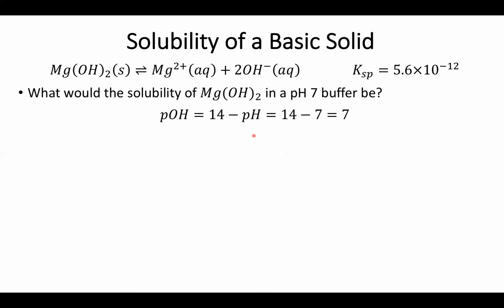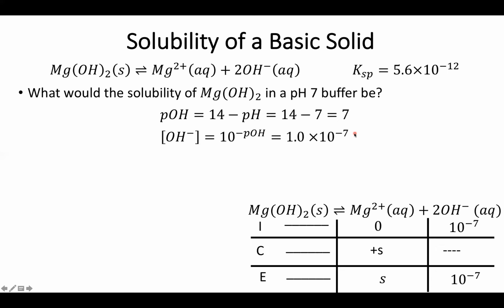So first thing we're going to need to do is find the pOH, so 7. And now this gives us a hydroxide concentration of 10 to the negative 7, as opposed to 10 to the negative 4 in the last problem. So that hydroxide concentration is 1,000 times smaller just by moving it 3 pH units. Now we can do a similar ice table, fixing the hydroxide concentration at 10 to the negative 7th, and try and solve for the solubility.